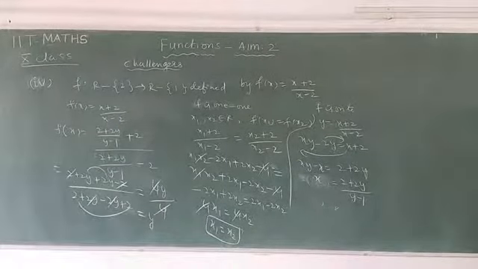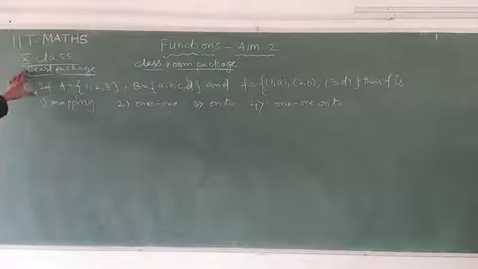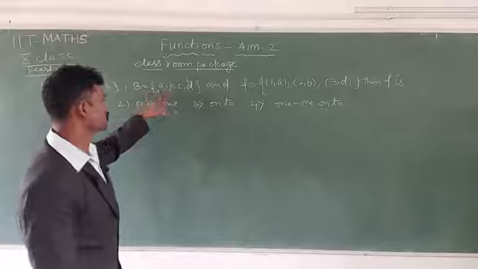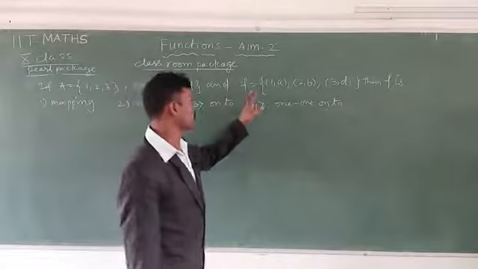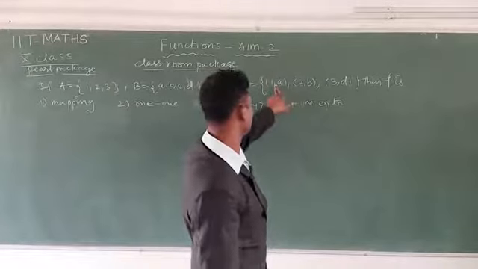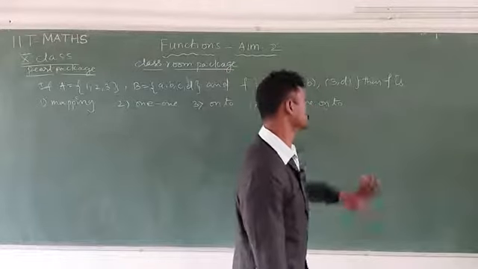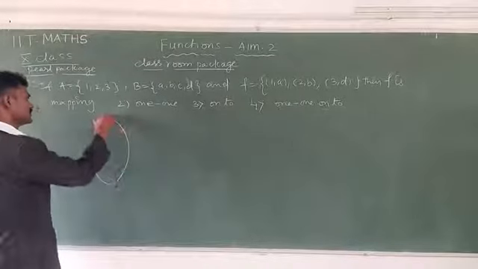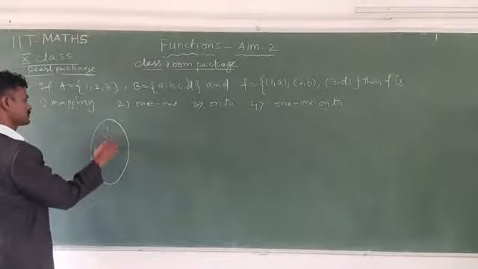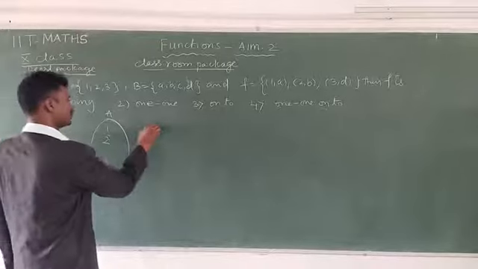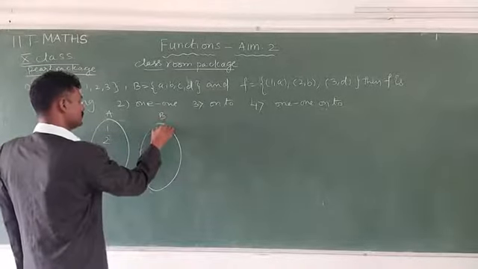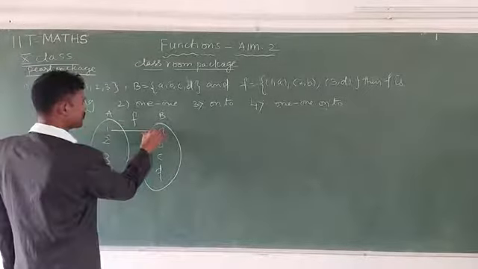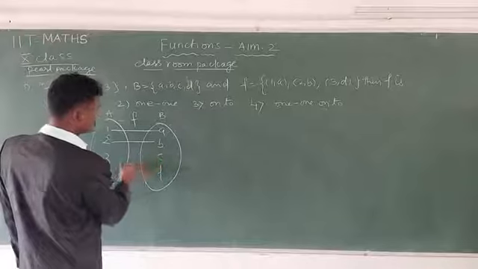Okay, next classroom package. In this classroom package, first one is parallel package. First question: if A is equal to the set {1, 2, 3} and B is equal to {A, B, C, D}, and the function f is equal to the set of ordered pairs {(1, A), (2, B), (3, D)}. Then f is, see here, this is A: 1, 2, 3 and this is B: A, B, C, D. The function is mapping 1 to A, 2 to B and 3 to D.